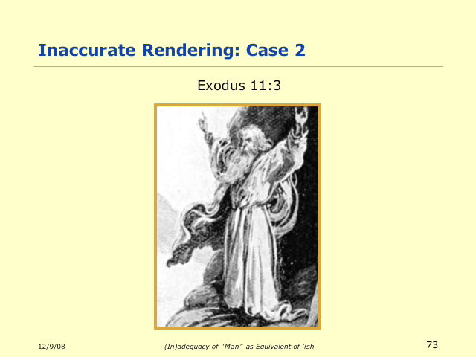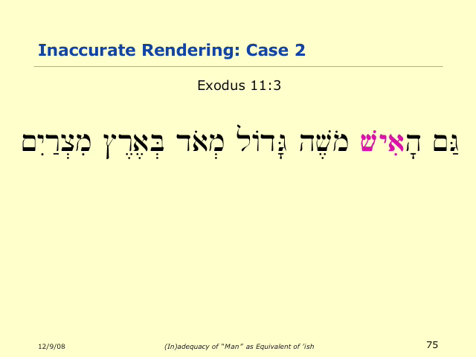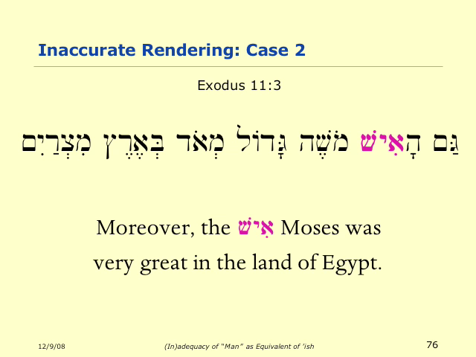This instance concerns what the narrator tells us about Moses just before the 10th plague. Gam ha'ish Moshe gadol ma'od be'eretz Mitzrayim. For the sake of quick orientation, here is a fairly common rendering for the co-text. Moreover, the ish Moses was very great in the land of Egypt. What does ish mean in this case?